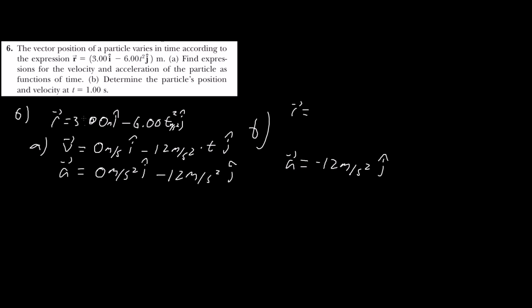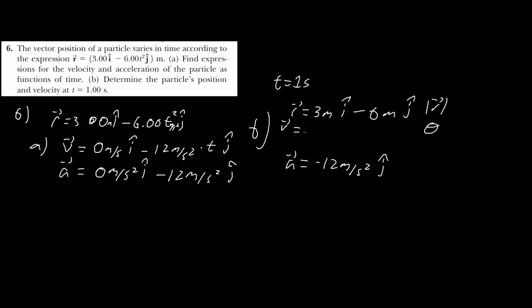So the position in the i hat direction is always going to be a constant 3 meters, so it's always going to stay there. So that's going to be 3 meters in the i hat direction, minus, and you just put 1 second in for t, when t equals 1 second for all these vectors. That's going to be negative 6 meters in the j hat direction. So that's going to be that. I'll put the magnitude and the angle later. I'm going to do that off the screen here.